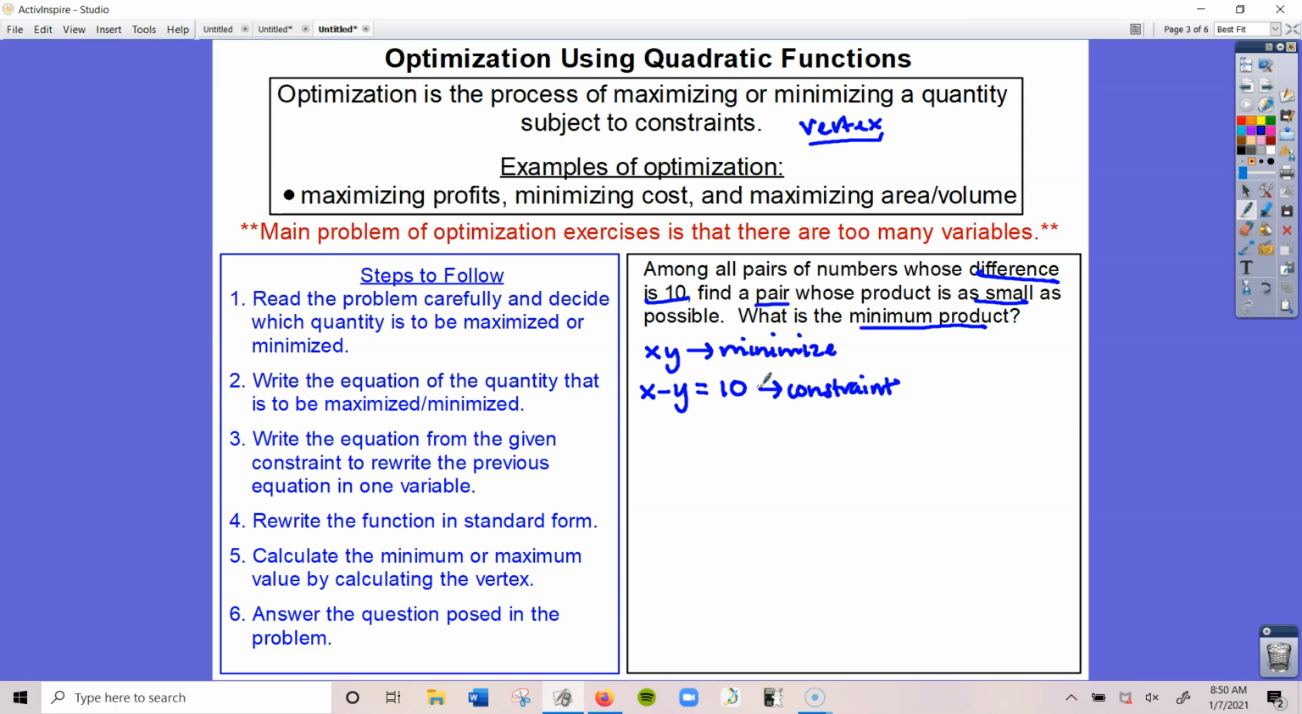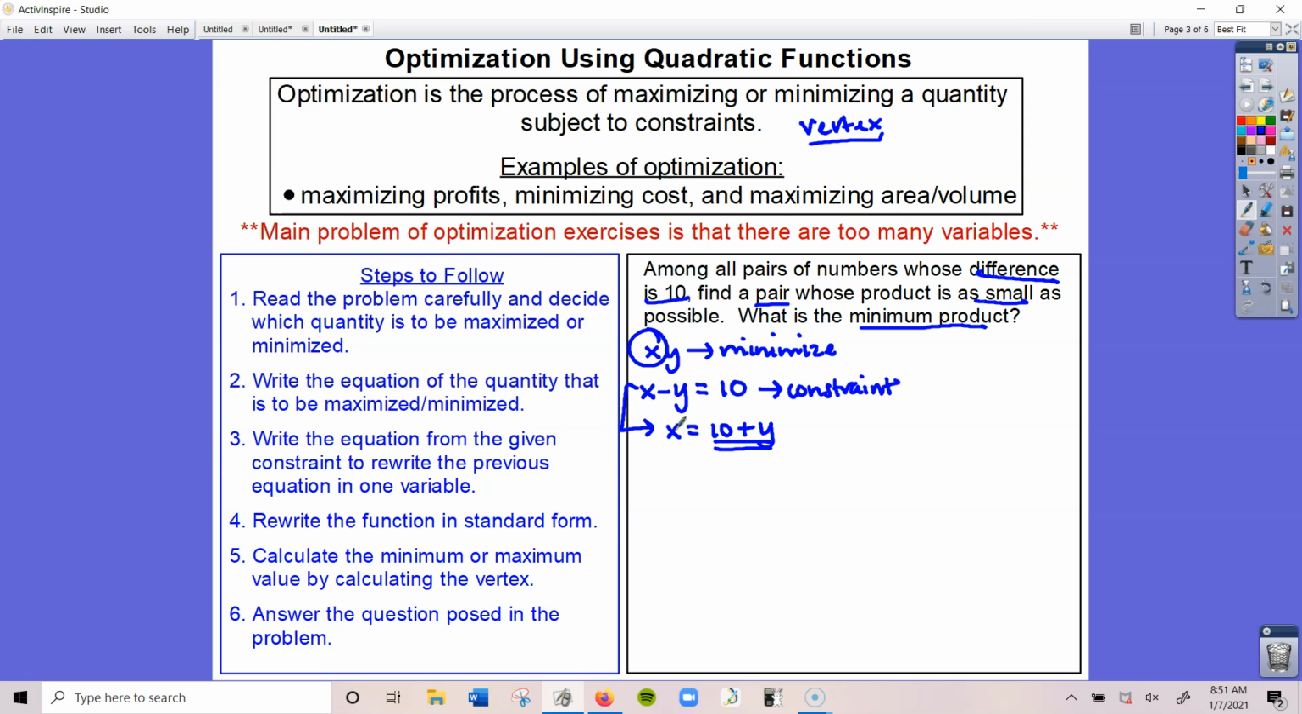And what we do with this equation is we use it to solve for one of the variables. So let's just say I decide to solve for x. Now you can choose to solve for x or y, it does not matter. I'm just going to solve for x because I would just have to add the y. So from here, I would get the equation x equals 10 plus y. What I do with this is I take what x is equal to and I plug this into the x of the equation that I'm trying to minimize.